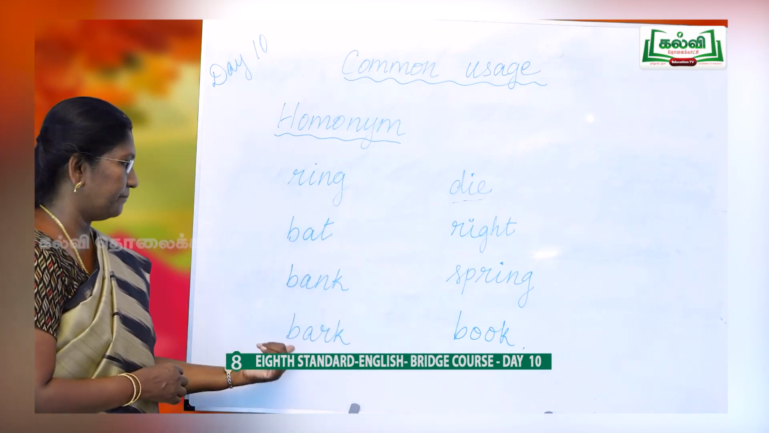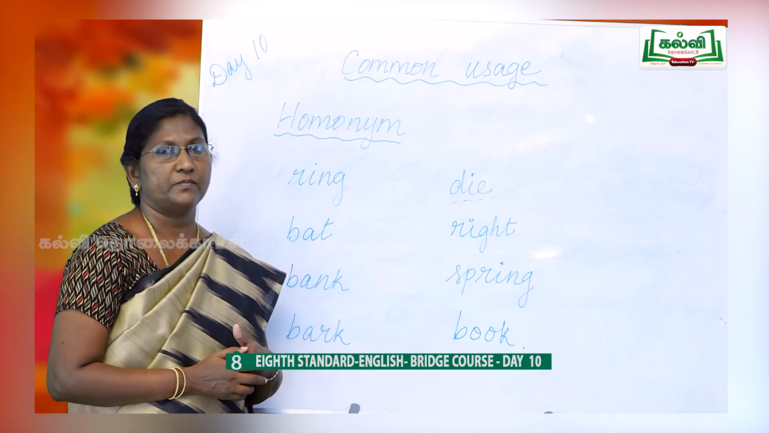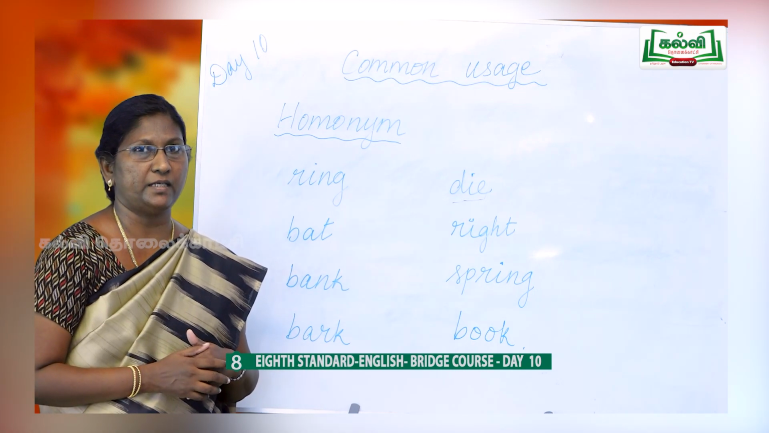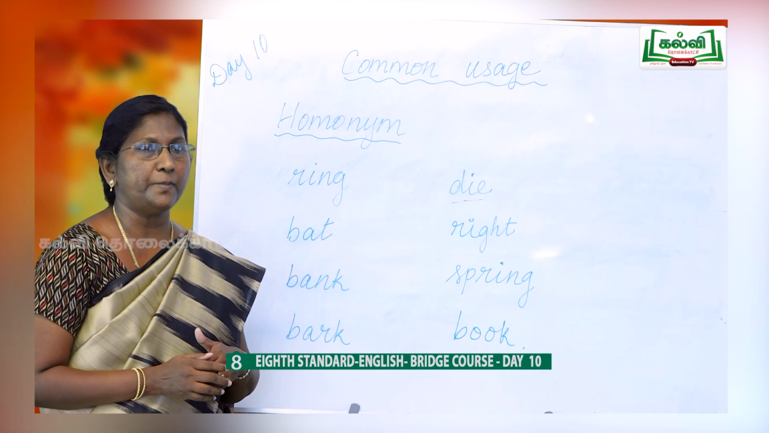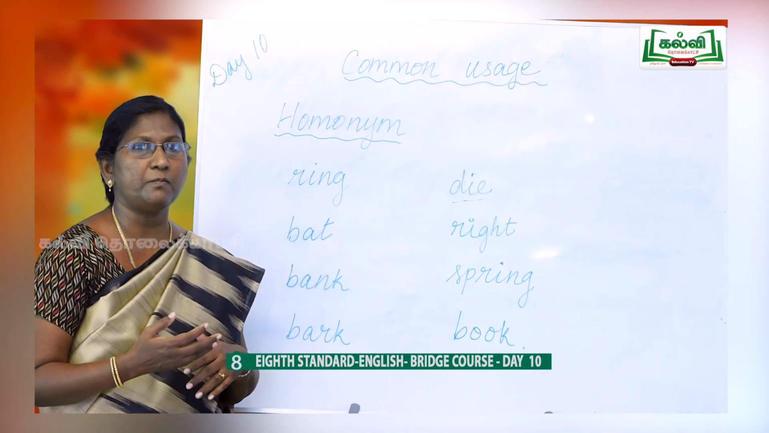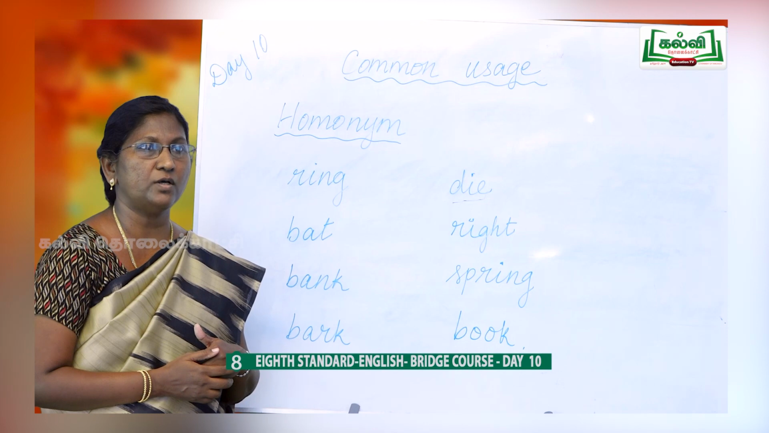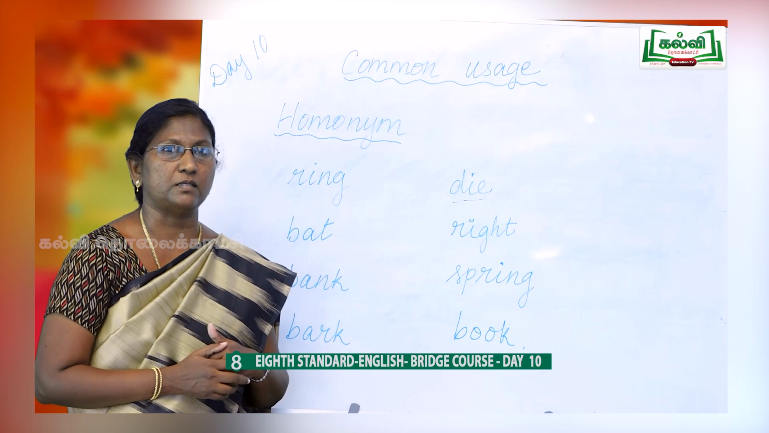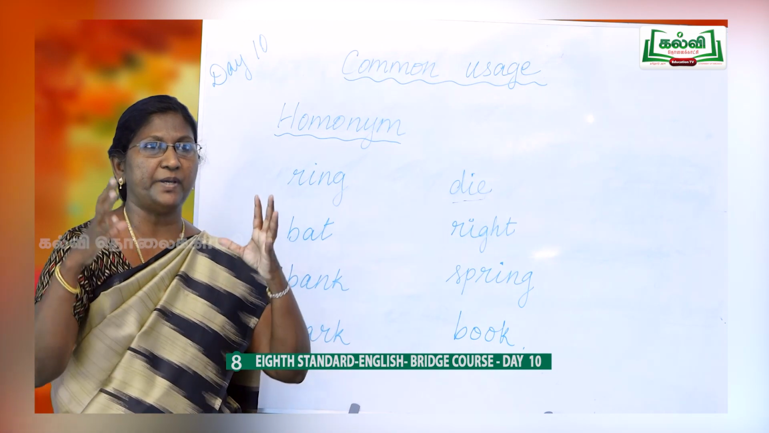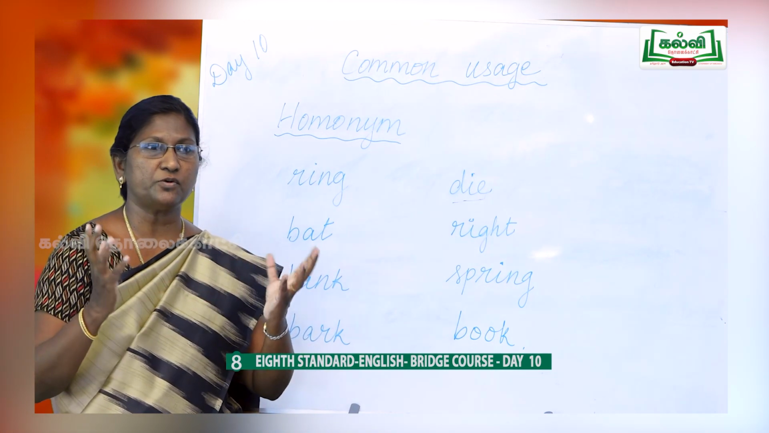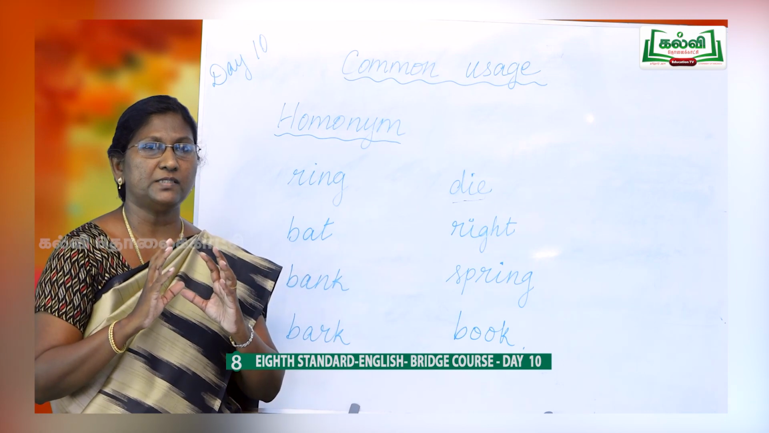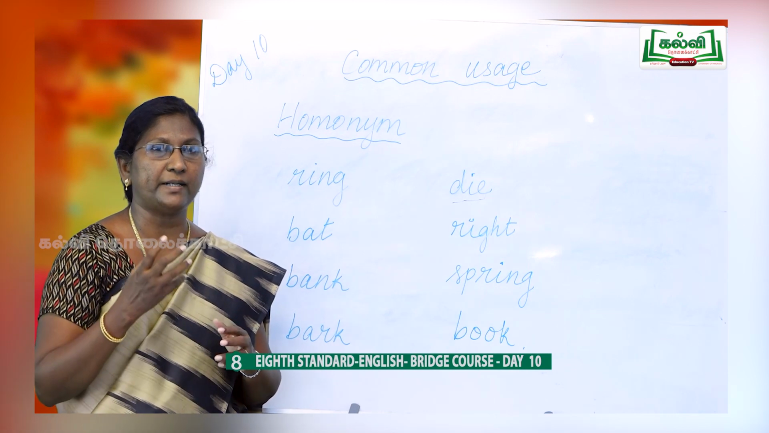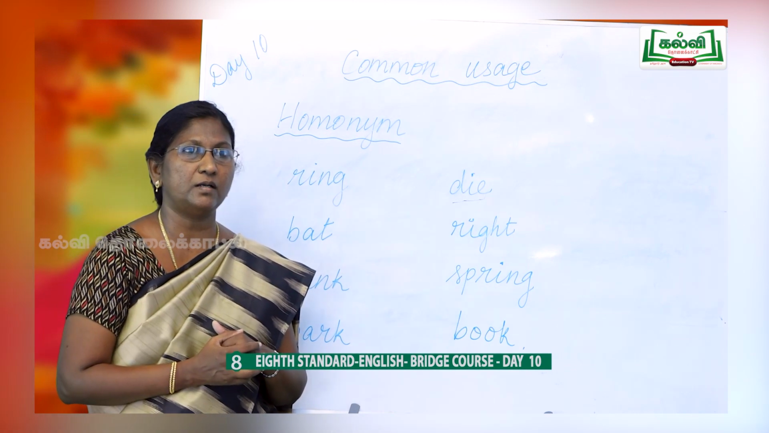Bank of the river. The next word is bark. What is bark? You immediately remember a dog. Dogs barking, isn't it? So dogs usually bark when a thief or some strange person comes across, dogs will bark. Another bark, can you imagine? The sides of big trees, the trunk will have some rough part. That is also called as bark. Pattai, mara pattai is also called as bark.